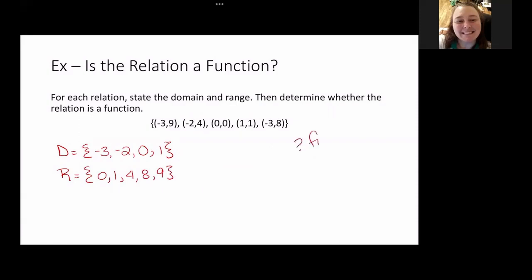Okay, big question of the day, is it a function? Let's look at our x's. -3, -2, 0, 1. We have a repeated x. Since x is repeated, it's not a function. Okay, again, it's the x repeating, not the y.